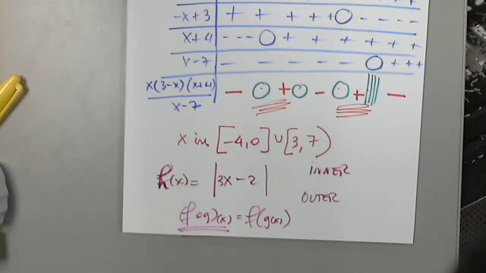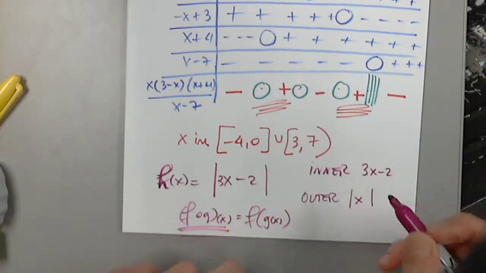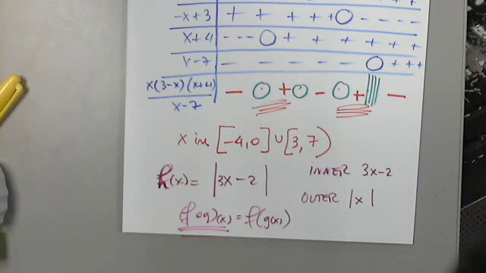Because if I have f composed with g, the inner is the one I apply first. And the outer would be denoted by f of x. So inner would be 3x minus 2. Yes. So the inner will be 3x minus 2. And outer would be the absolute value of x. Perfect. Great job.